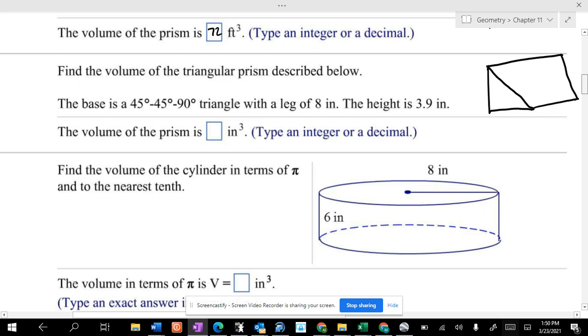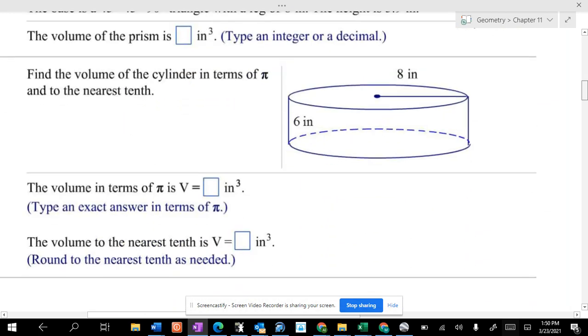Okay, 45, 45, 90 triangle, which is a lot like what we just got done with, a leg of 8. So if this is 8 and this is 8 and this is 3.9, it's basically the same as what we got done with right up here.